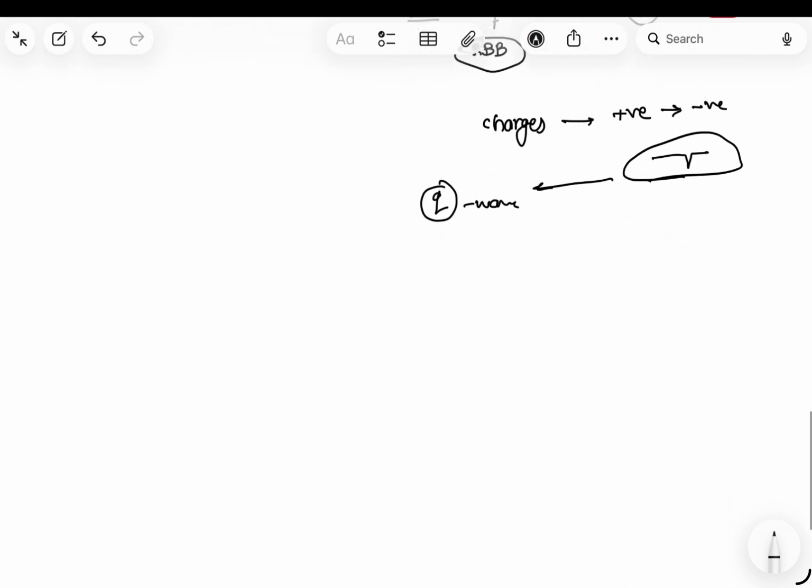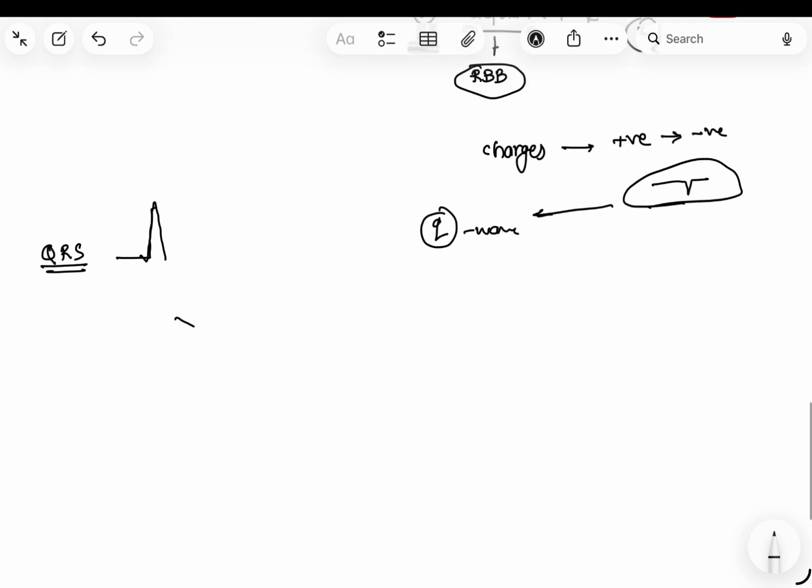Now, what about the QRS wave? Why is it a positive one? Let's understand. This is your heart.